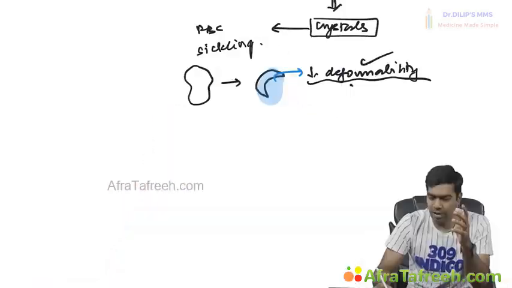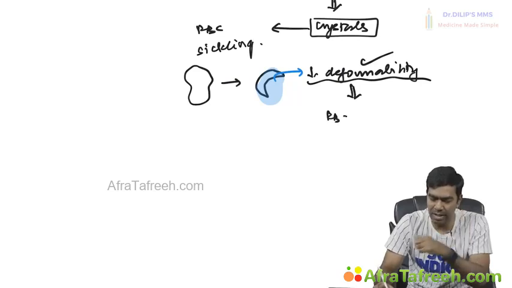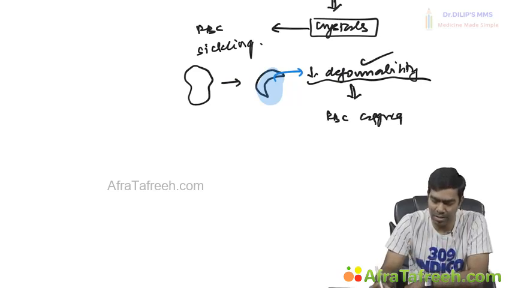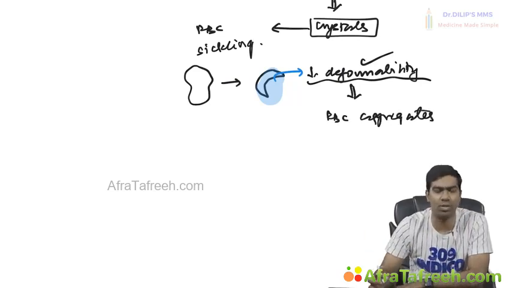But what happens in sickle RBCs is that these RBCs have reduced deformability. Because of that, once they go into the microcirculation, they can't pass through it. They get stuck in the microcirculation, and once one RBC gets stuck, a lot of subsequent RBCs also get stuck along with each other. So they form something called RBC aggregates in the microcirculation because of the sticking of the RBCs to the endothelium.